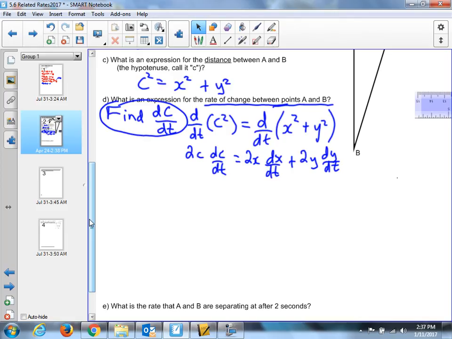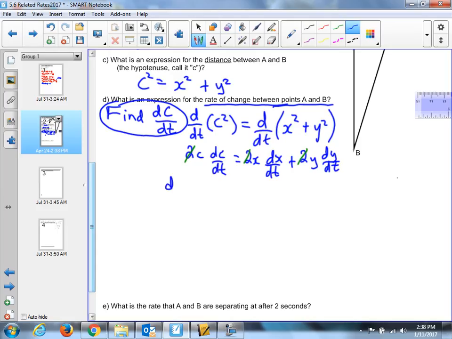Everybody agree with this statement? D by dt, every time the t does not match the c, the x, the y. So we have those. What could we divide out of every term? Factor 2, yeah. So I'm going to just simplify that a little bit. It's not wrong if you left them all in there, but when you try to calculate. Now, we want an expression for this between points A and B. So to isolate for dc by dt, we just divide by c, correct? So that's looking cool.